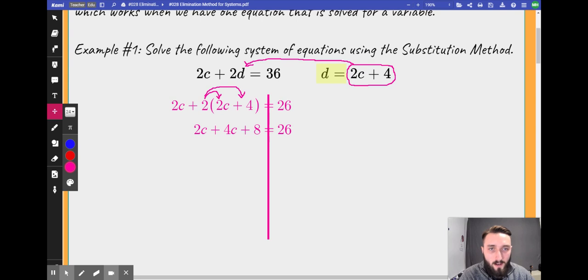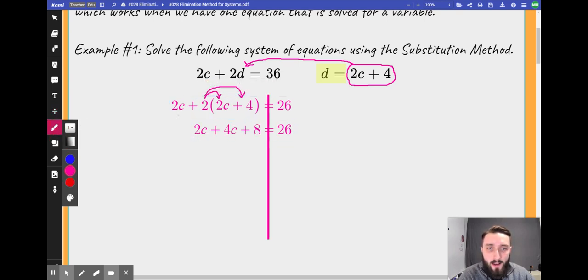So the first equation here, 2c plus d equals 36. I'm replacing the d with this 2c plus 4 because the second equation tells me that's what d equals. So I've done that in my first step here. I've gotten this equation here, 2c plus 2 parentheses 2c plus 4 close parentheses equals 36.